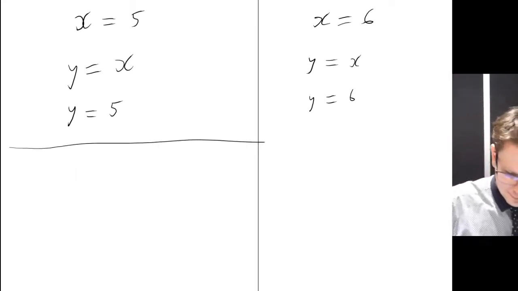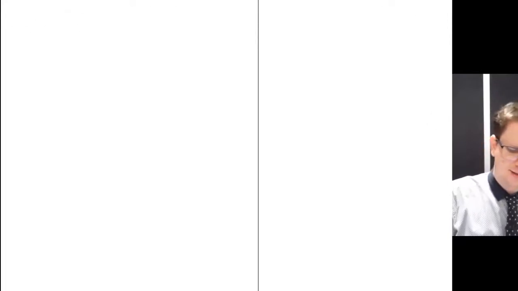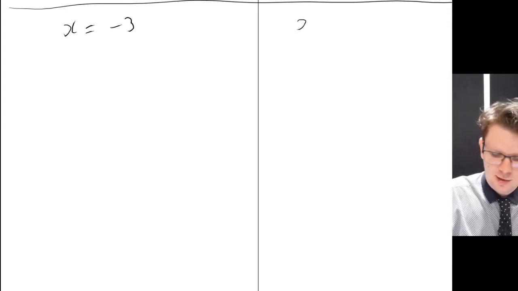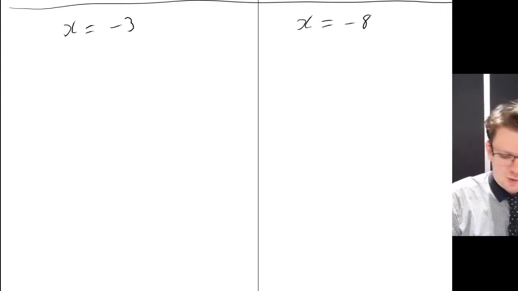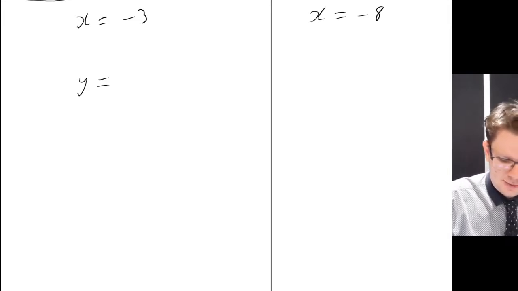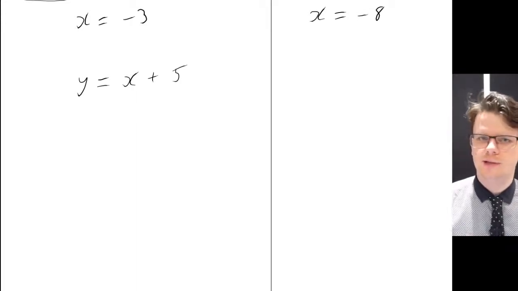Now, my x, I'm going to have x is equal to minus 3, and you guys can have x is equal to minus 8. Alrighty? And my equations, I'm going to build up. We're going to start with a nice easy one. Y is equal to x plus 5. Okay? So, let's solve it.